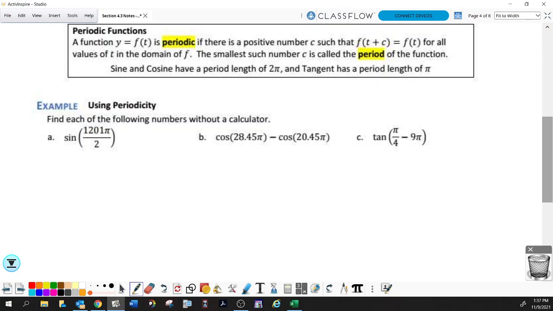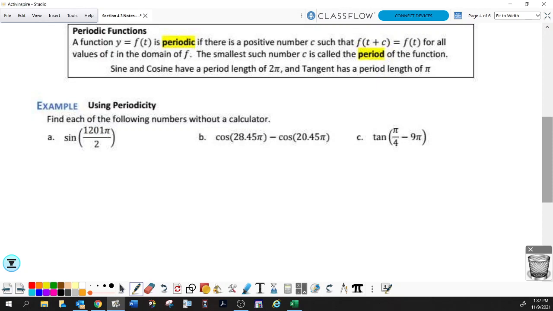So because of that, tangent actually repeats itself every single pi, just because it uses the x's and the y's. Sine and cosine need 2 pi to repeat, and obviously because of that, their reciprocals do too, but don't worry too much about it.